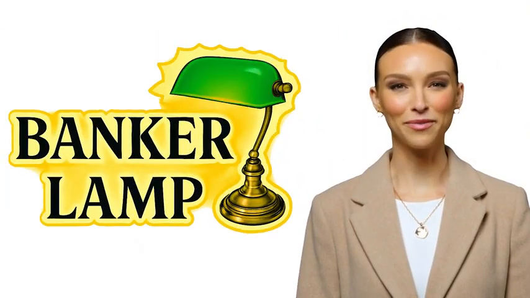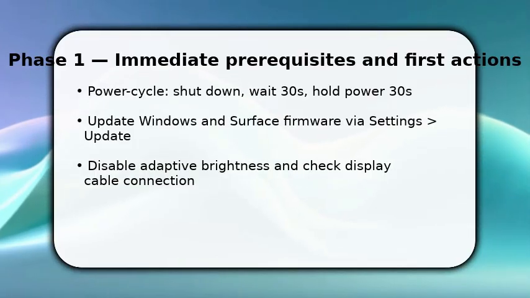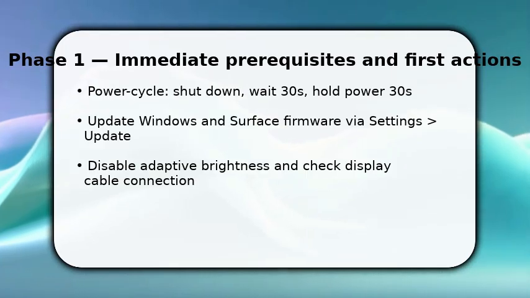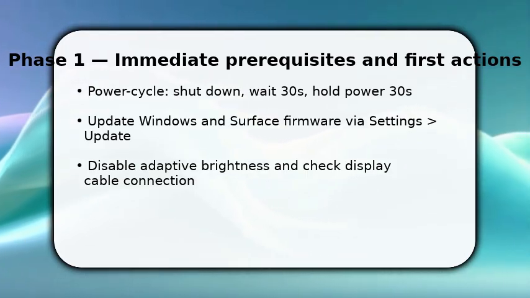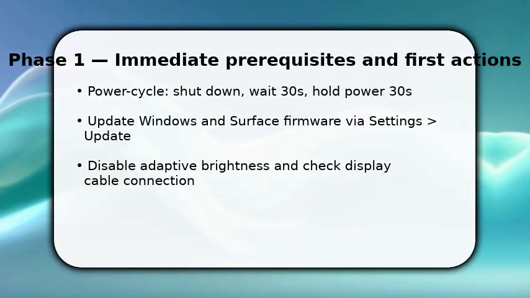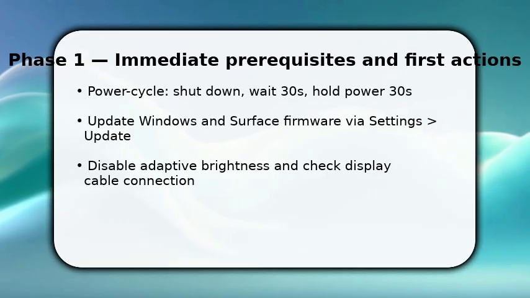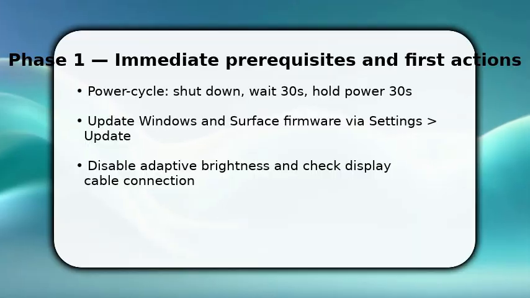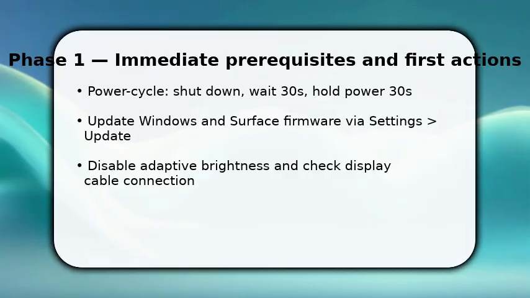Please enjoy the video. You start by powering down and doing fast hardware checks. This rules out simple causes. Make sure the Surface is off, unplugged, and wait 30 seconds before holding power for 30 seconds to discharge. Once done, boot and install any pending Windows and Surface firmware updates, because driver fixes often stop flicker.